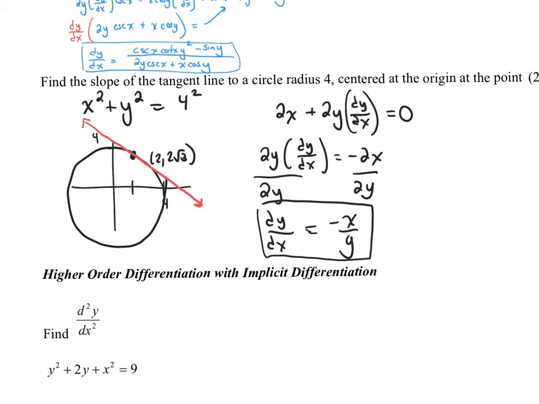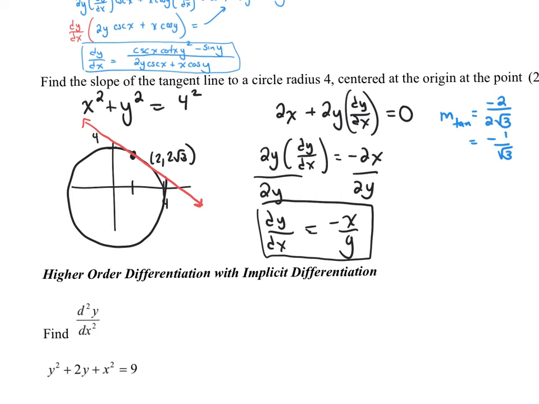So now to find the tangent line, we need the derivative, because remember, the slope of the tangent line is given by the derivative at that point. We mentioned earlier that you have to not only plug in x, but x and y for these implicitly defined functions. So we'll go ahead and plug in the 2 and the 2 radical 3. So my slope of my tangent line is going to be negative 2 over 2 radical 3, or negative 1 over radical 3.